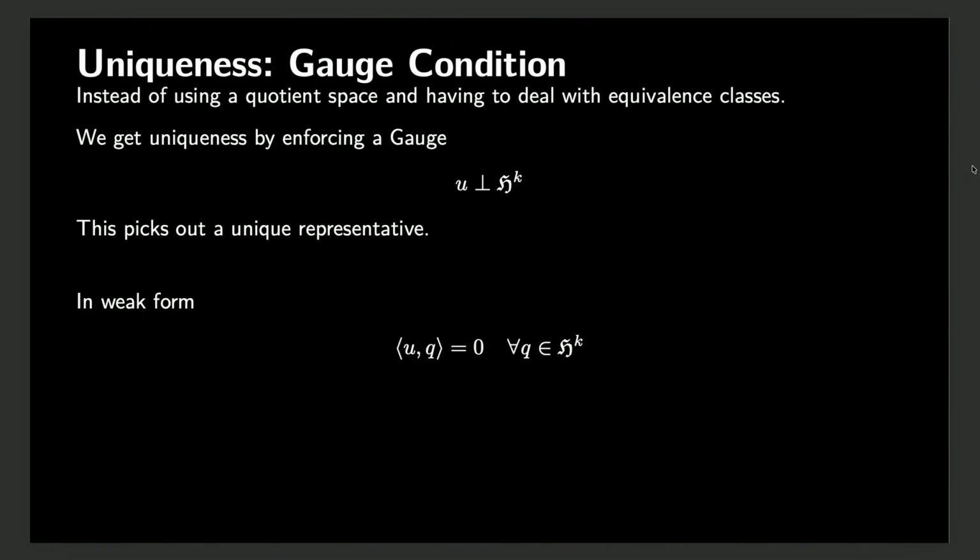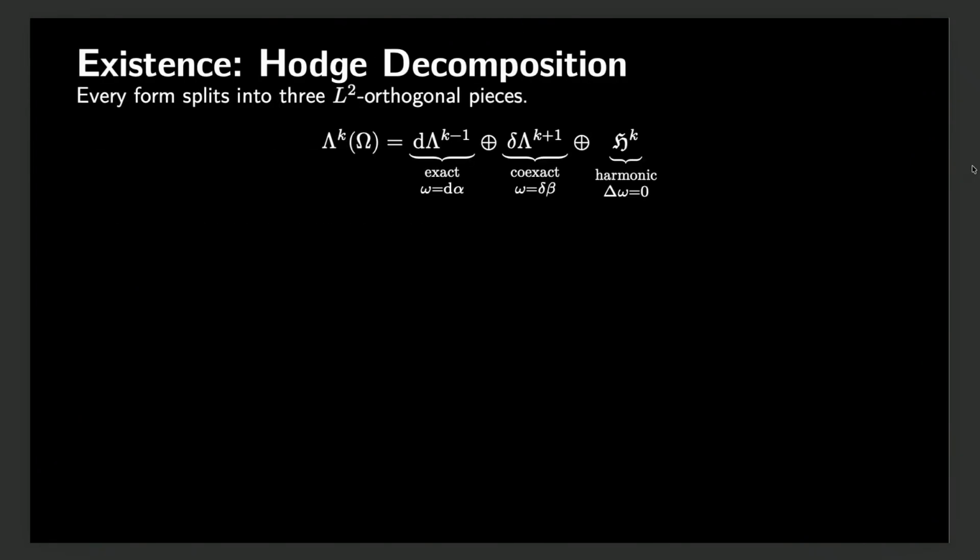This is imposing a gauge condition. We single out a specific representative of each equivalence class of the quotient space. The gauge is that we want to find the u that is orthogonal to harmonic forms. That's how we get uniqueness. In weak form, we say that our u should have inner product equal to 0 with any harmonic form q. For existence, we take a more sophisticated approach, relying on the so-called Hodge decomposition.